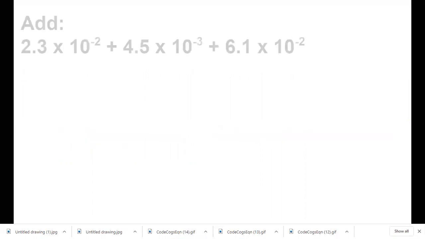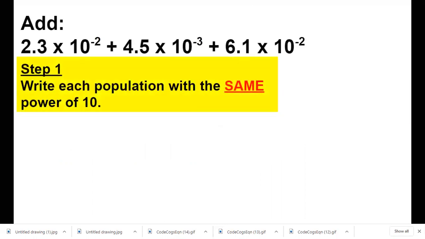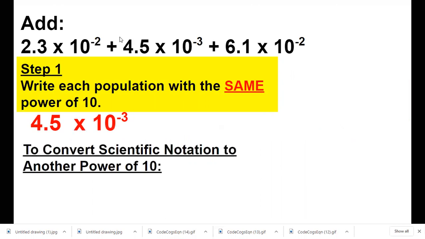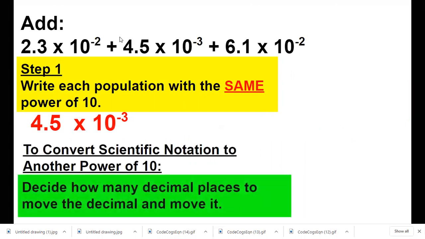Let's go to the next screen. There's our numbers again. How are we going to do this? We're going to move our, hint, hint, yes, our decimal to convert to another power of 10. Decide how many decimal places to move the decimal and move it. So if we're going from negative 3 to negative 2, how many spaces is that? How many units? 1 unit. So our decimal is going to move 1 to the left because we are increasing the power of 10.